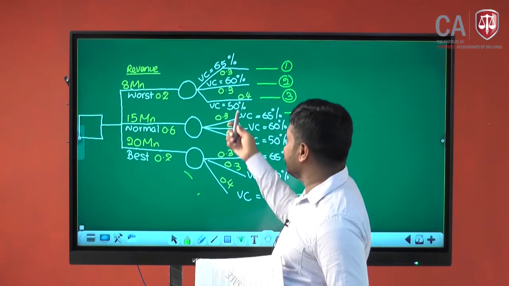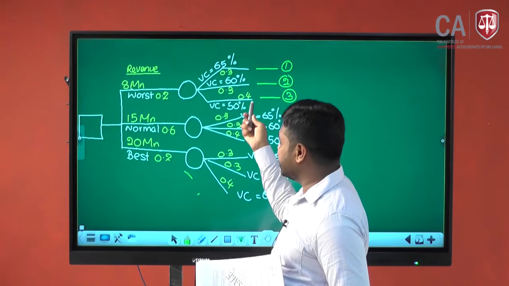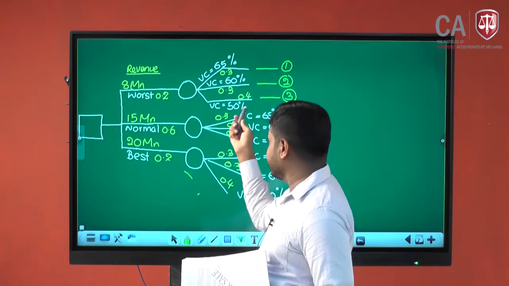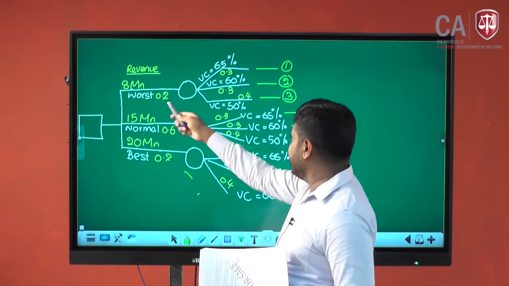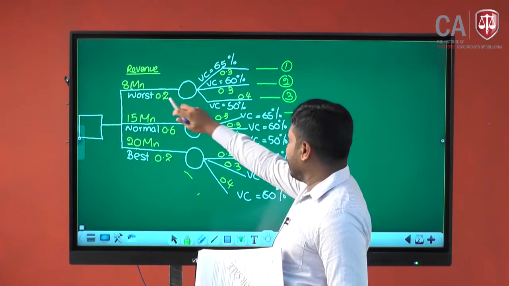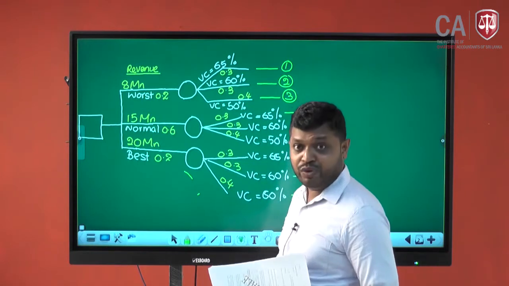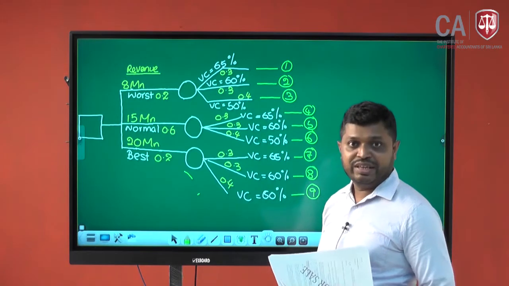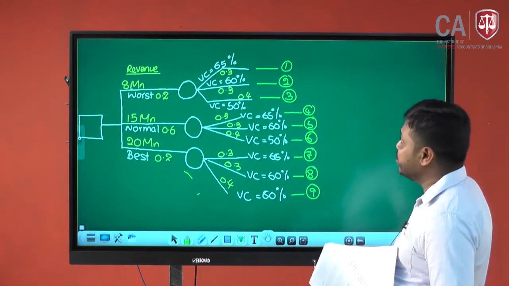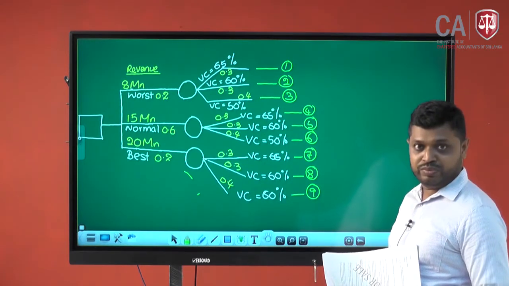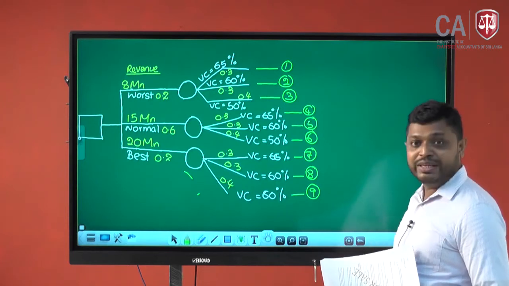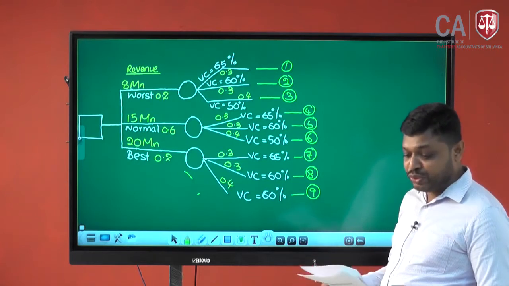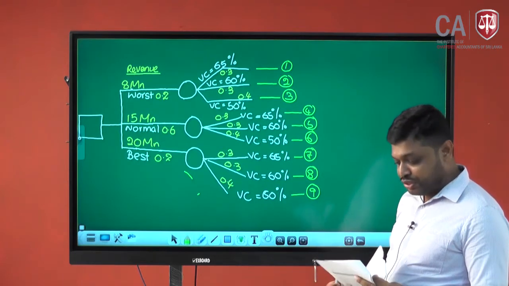There will be a chance your variable cost will be 50%, that is 8 million into 50%, then 4 million. 8 million minus 4 million, contribution 4 million, but joint probability will be 20% into 40%, it is 8%. Likewise, you can calculate the joint probabilities, it will help you. Based on joint probabilities, you can calculate the respective profit that you can earn. Right, shall we do that one?